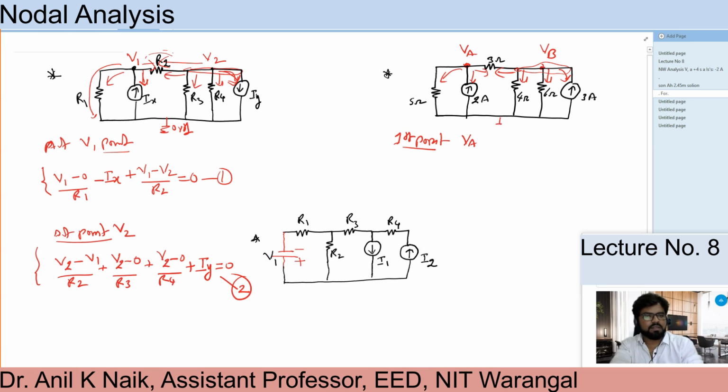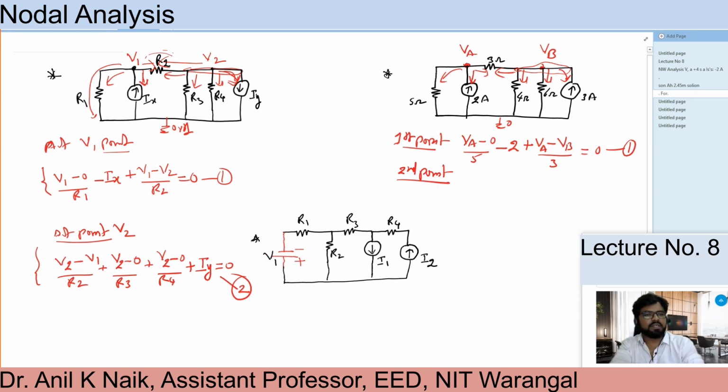Now for the first point, write the equation. VA, this is the 0 reference voltage, so VA minus 0 by 5. What about this one? This is minus 2 amperes, because it is going in the opposite direction to my convention direction. So minus 2 and plus VA minus VB by 3 equals 0. So this is equation 1. Now take the second point.